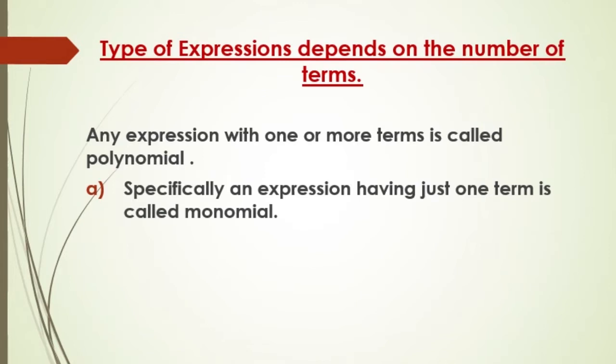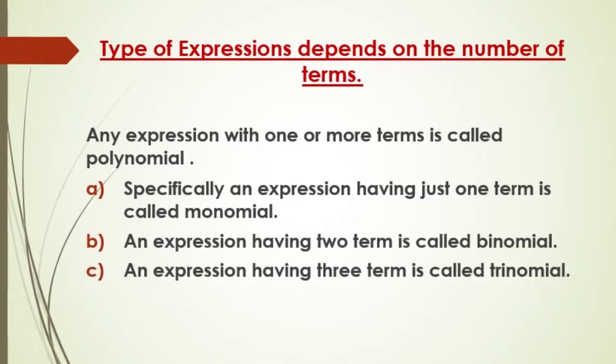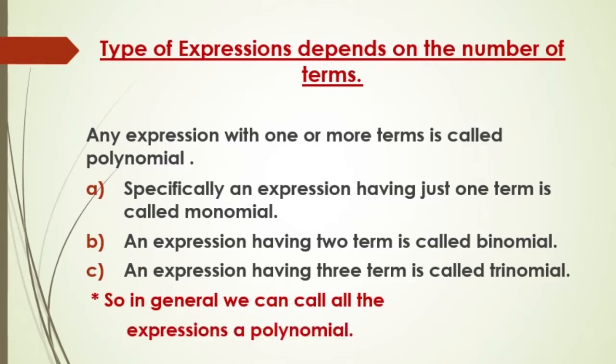If an expression has one term, it is called monomial. If it has two terms, it is called binomial. If it has three terms, it is given the name trinomial. So, in general, we can call all the expressions a polynomial.